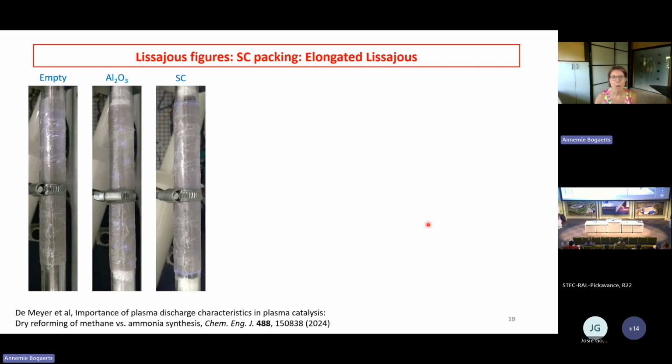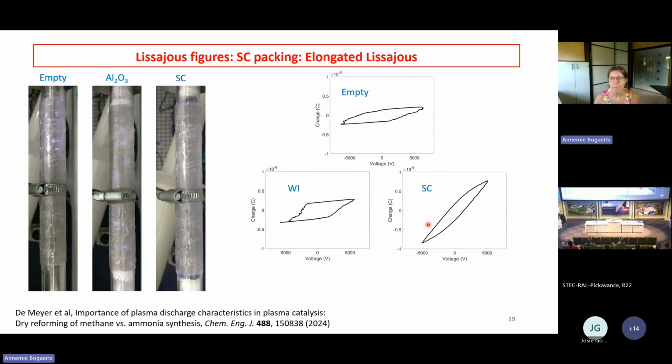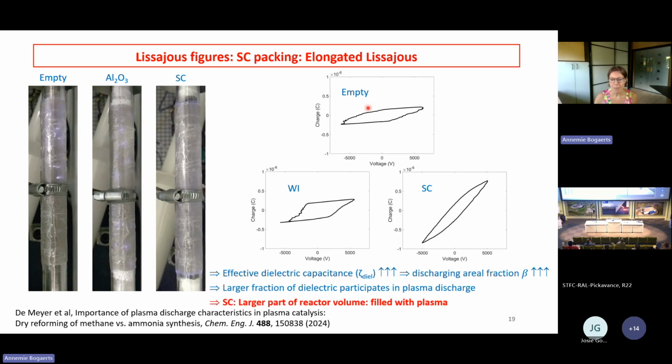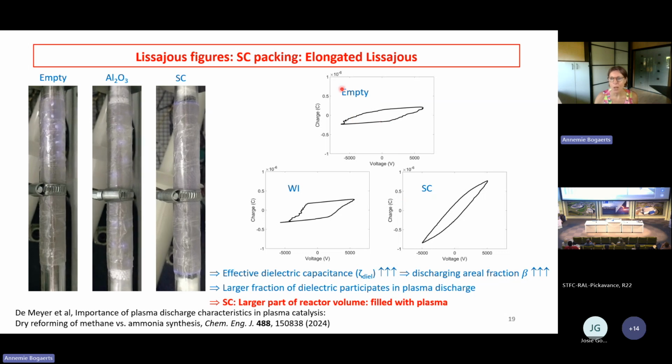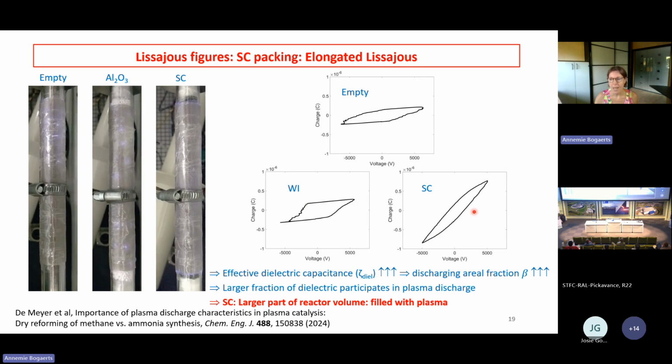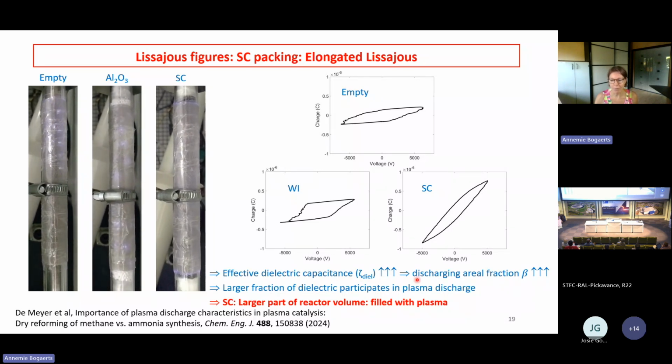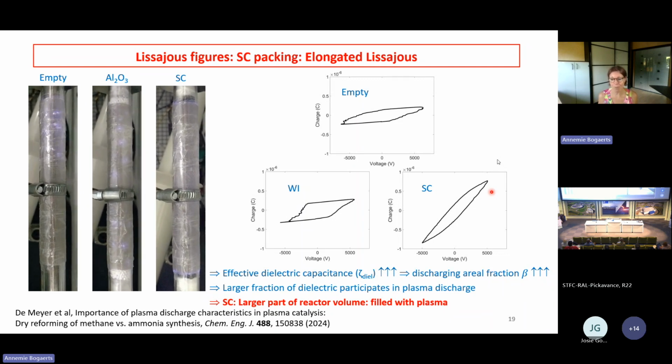That is also seen when we look at the Lissajous plots. A Lissajous plot means plotting the charge as a function of the voltage, and we see that there is a big difference in the shape of these Lissajous plots for an empty reactor compared to the wet impregnated catalysts and compared to the spray-coated catalysts. This might be a bit too technical, but just to explain, this means that the effective dielectric capacitance increases a lot and the discharging area fraction increases. So a larger fraction of the dielectric barrier participates in the plasma discharge. So the spray-coated catalysts have a larger part of the reactor volume which is filled with plasma.